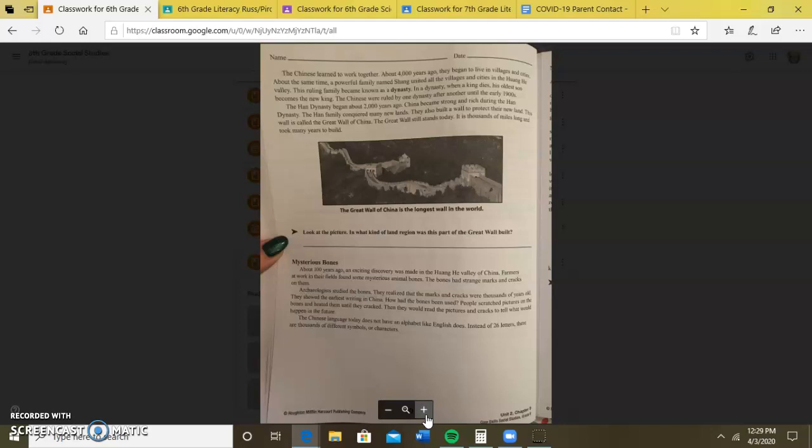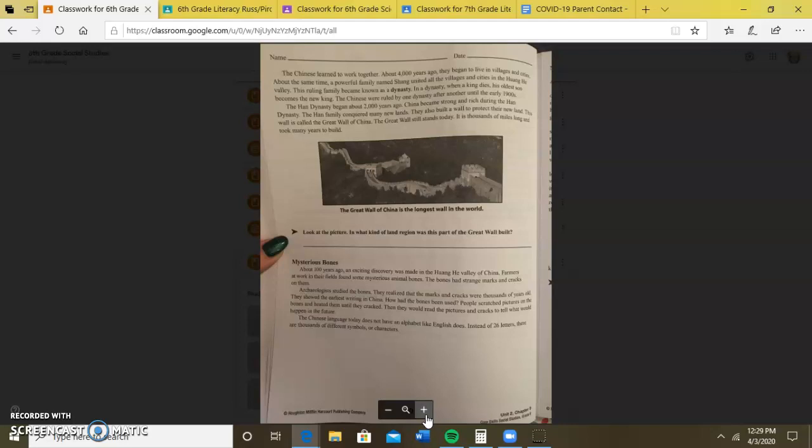The Han family conquered many new lands. They also built a wall to protect their new land. This wall was called the Great Wall of China. The Great Wall still stands today. It is thousands of miles long and took many years to build.